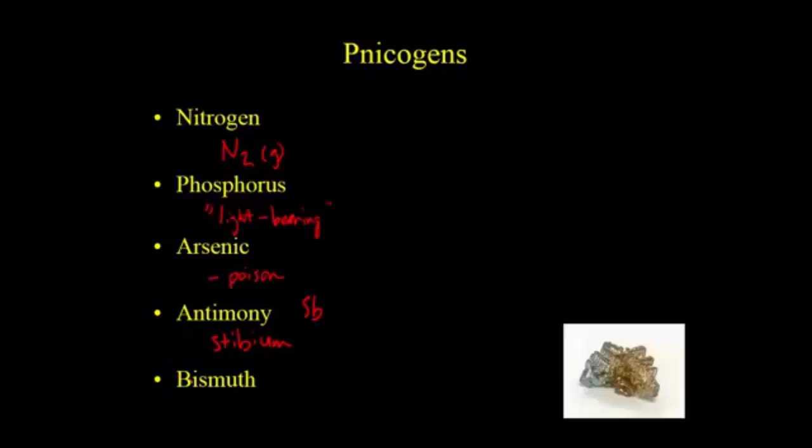Bismuth is a metal. Bismuth actually comes from the German meaning white metal. And here's a picture of a piece of bismuth that I have that's been electrolytically produced, and there's a thin oxide layer which causes this coloring.